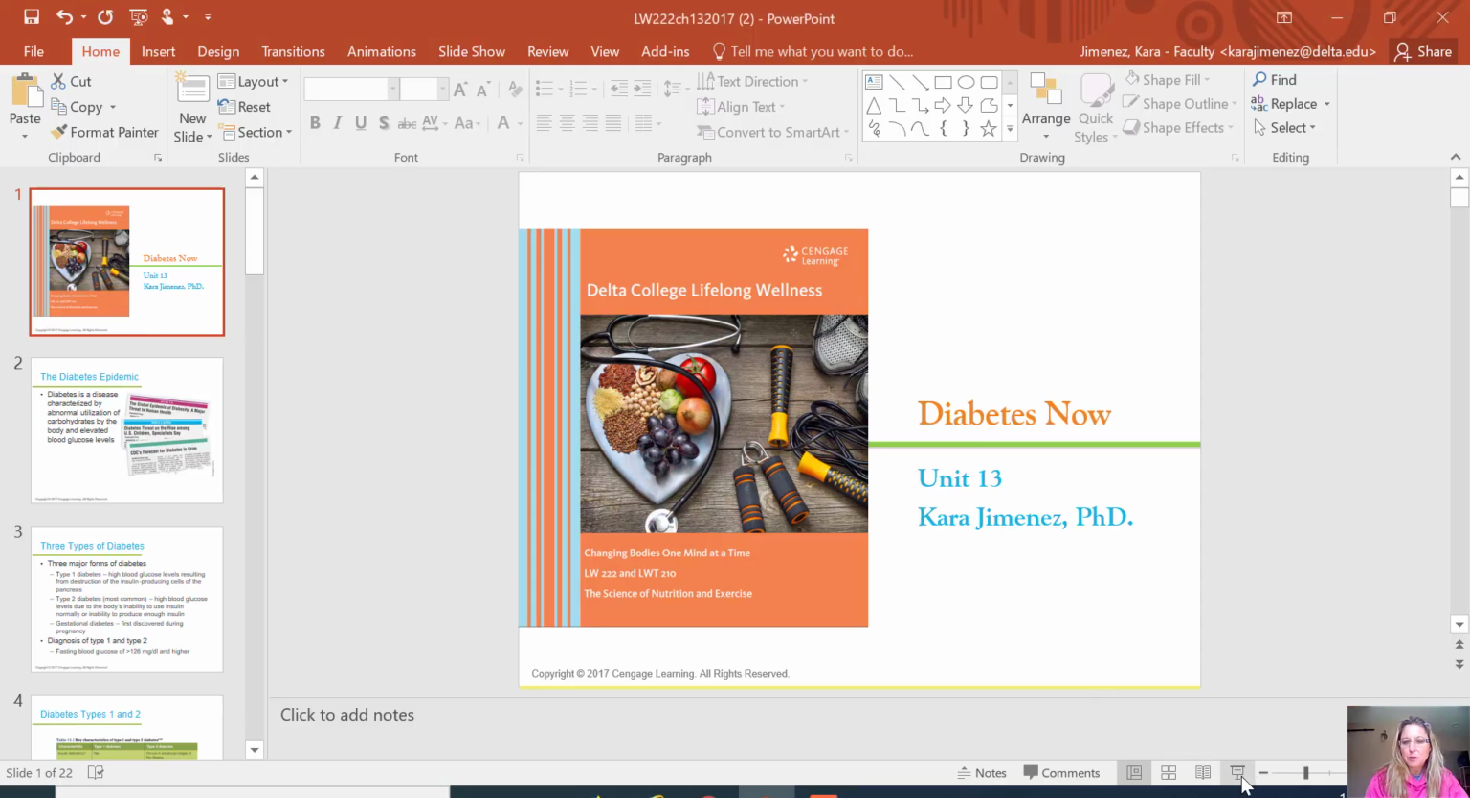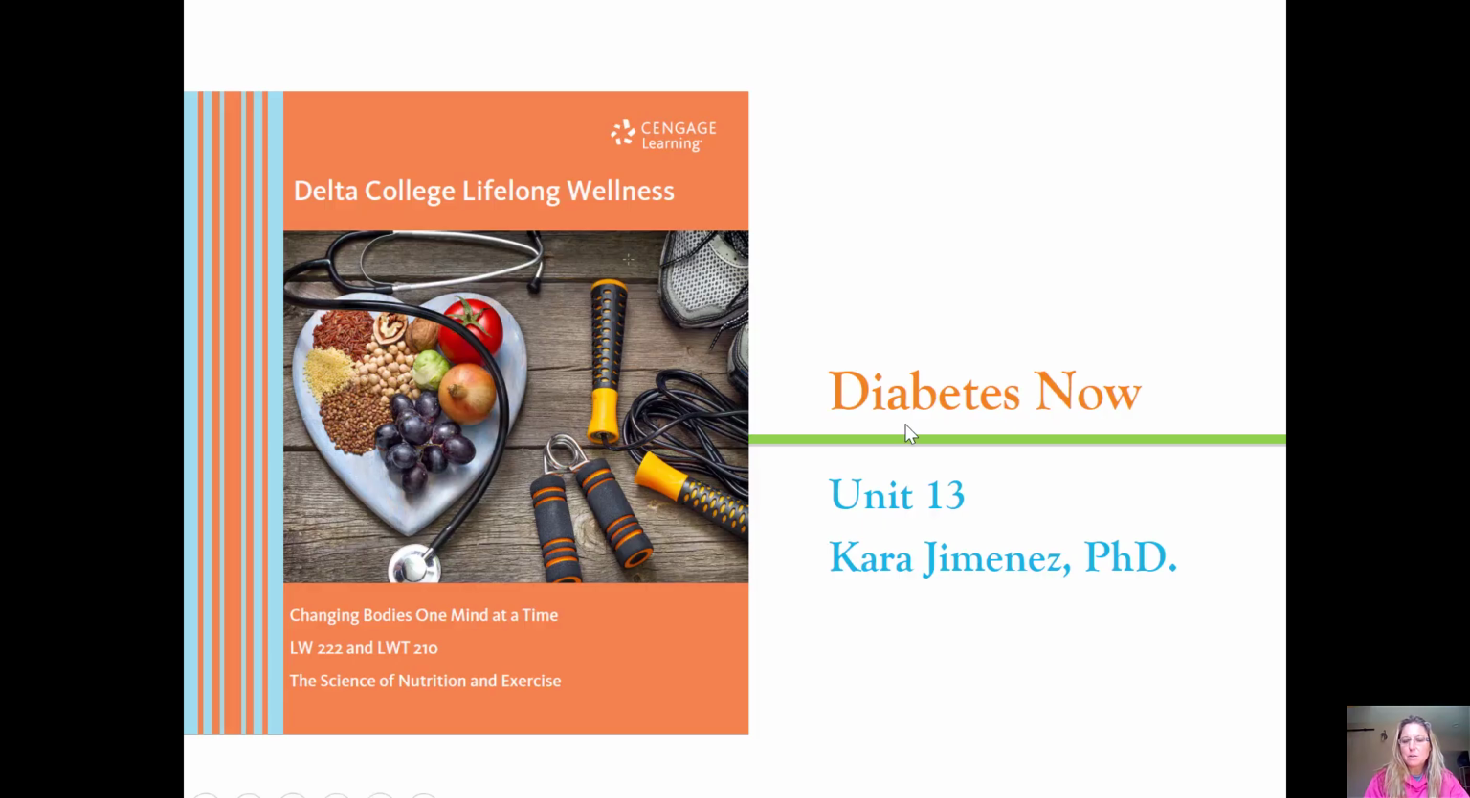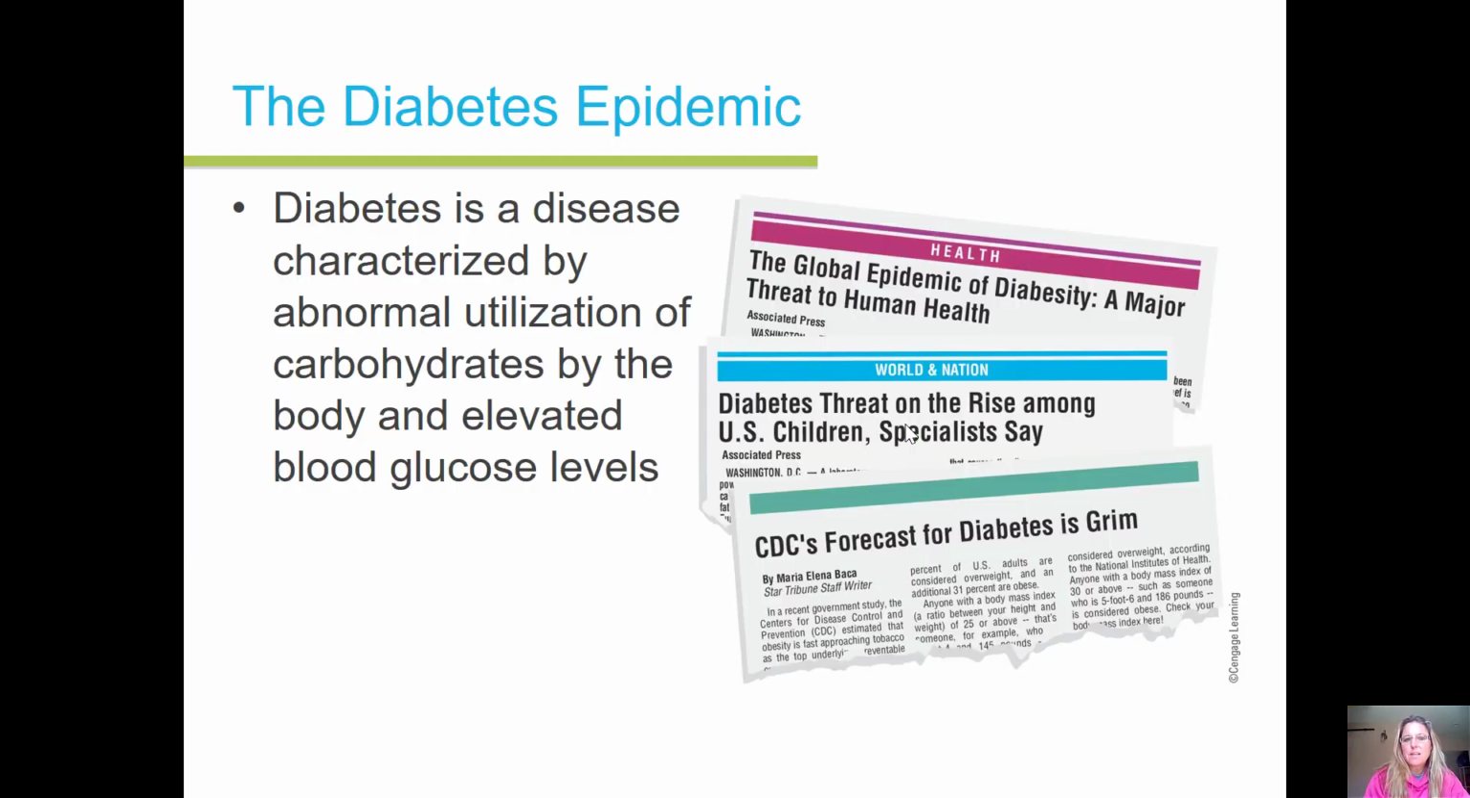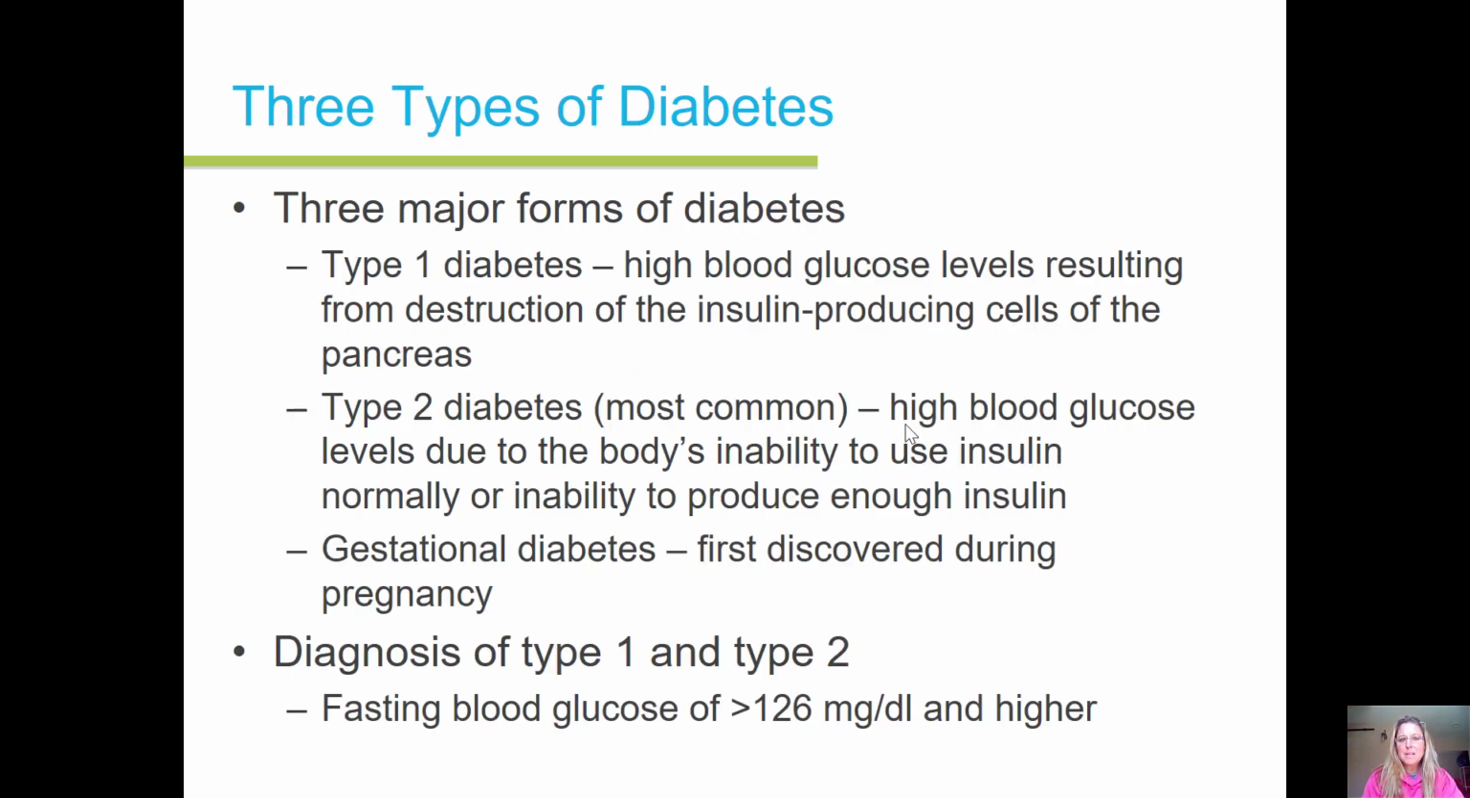We're going to take a look at Unit 13 in your textbook today, and Unit 13 deals with diabetes. Now, diabetes is actually a chronic disease that's characterized by the abnormal utilization of carbohydrate by the body, and it results in elevated blood sugar levels or blood glucose levels. Now, diabetes actually comes in three different forms. You have type 1, type 2, and then also gestational diabetes.